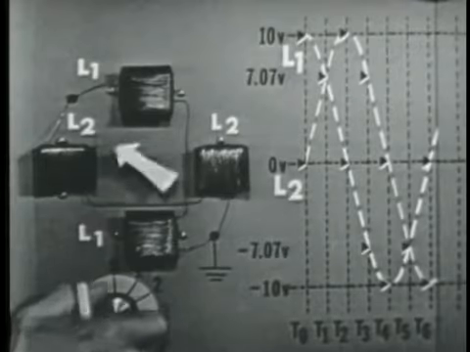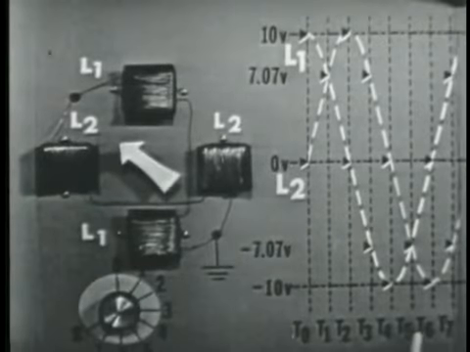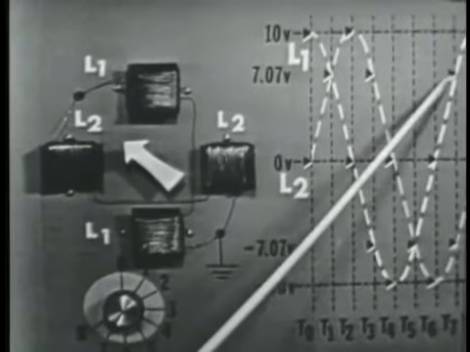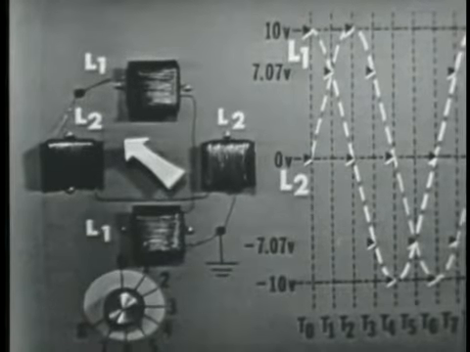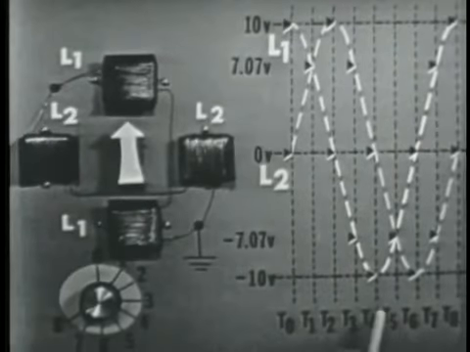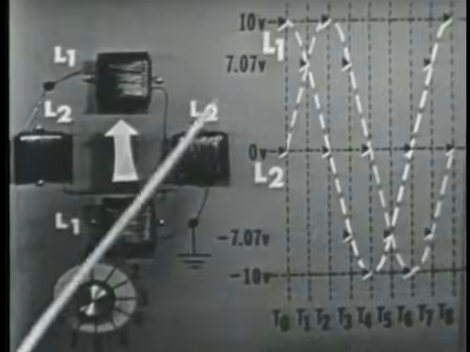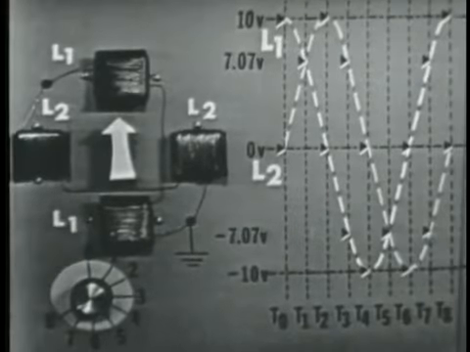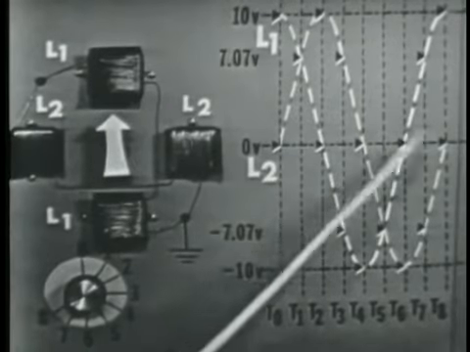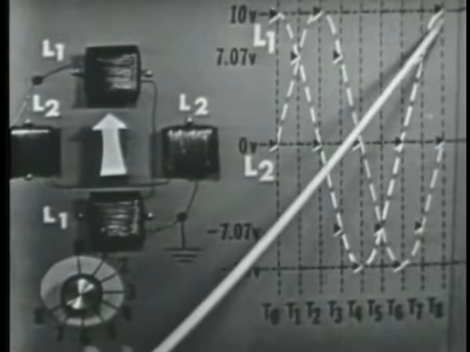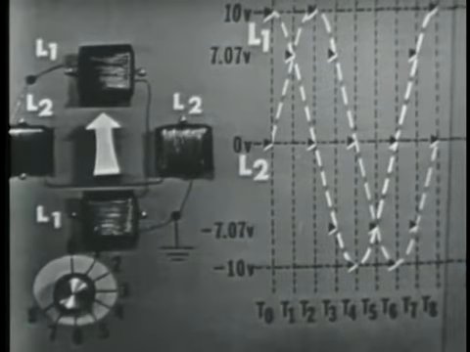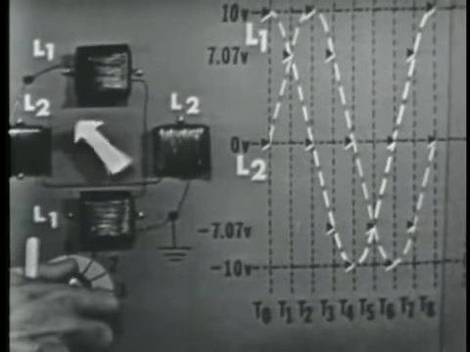Now, at time 7, both coils are energized. L2 at negative 7.07, L1 at positive 7.07. And at time 8, we're back at 0 degrees, where we started. And our voltages and polarities are also at the same values we started with. L2 is at 0 volts, L1 is at max positive. So we have rotated the magnetic field 360 degrees.